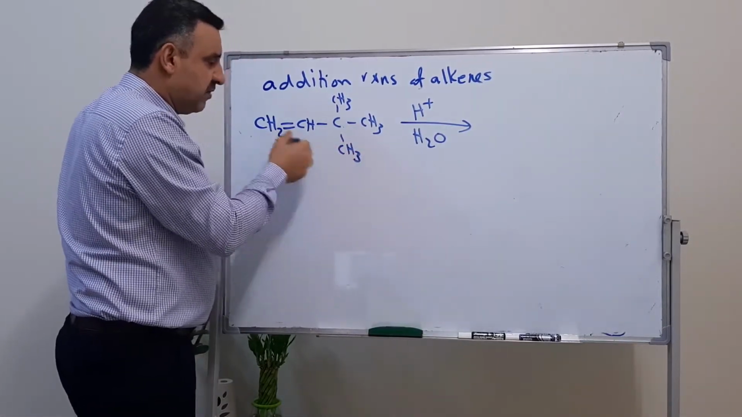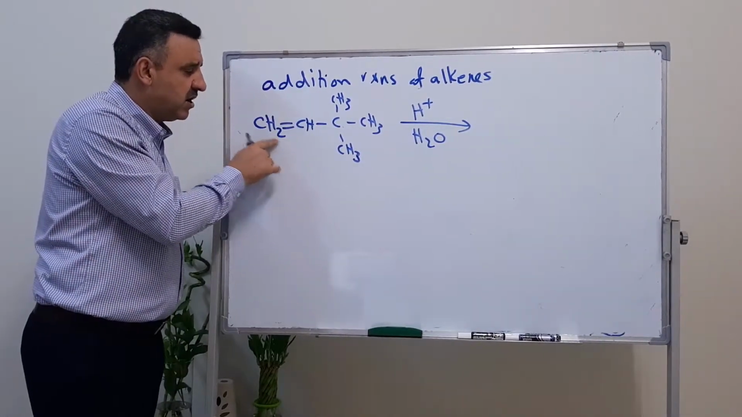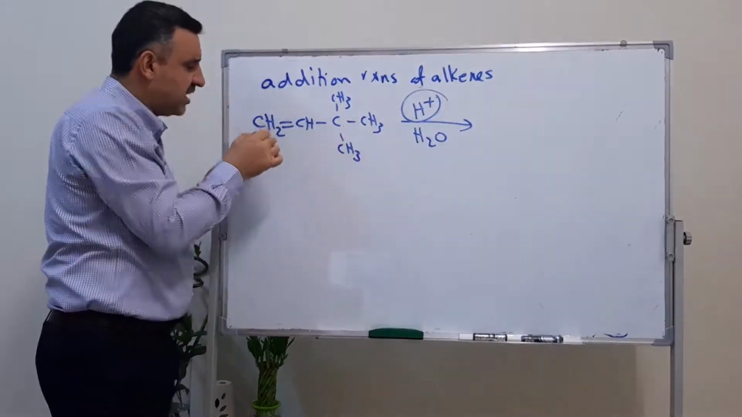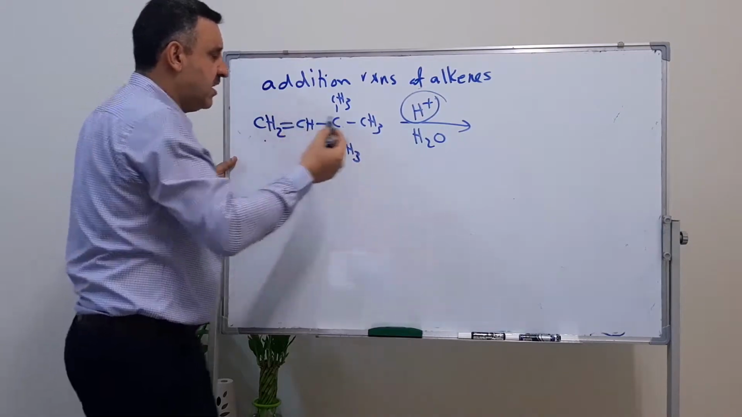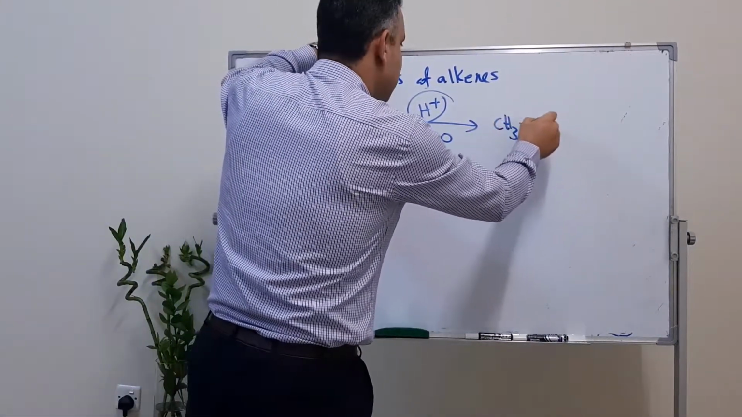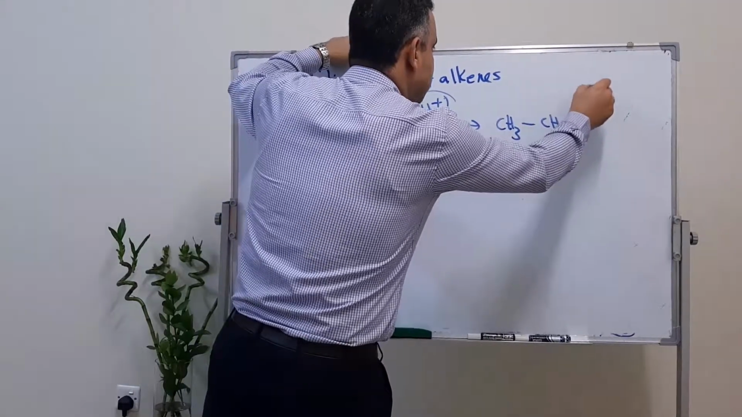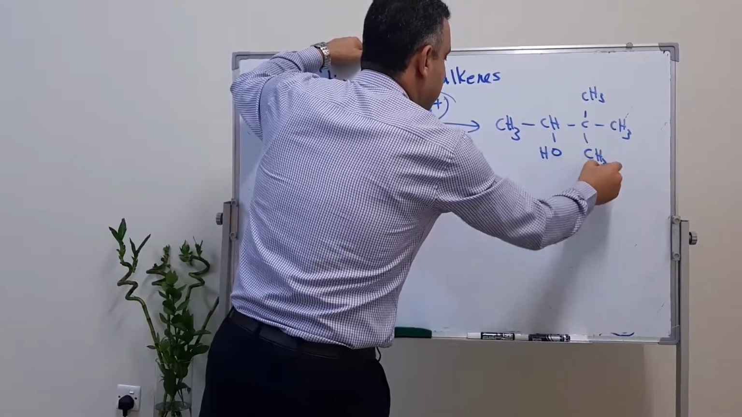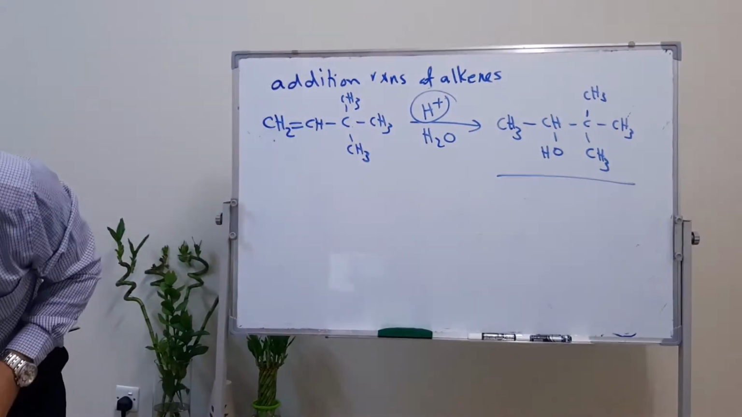Hydrogen will add to one of the carbons. Where the hydrogen should add, simply based on what we should expect here: this hydrogen should add to this carbon, which is connected to more hydrogens, and the OH will be there. We are expecting to have CH3, CH, OH, then C, CH3, CH3, CH3. This is what we expect to have, isn't it?